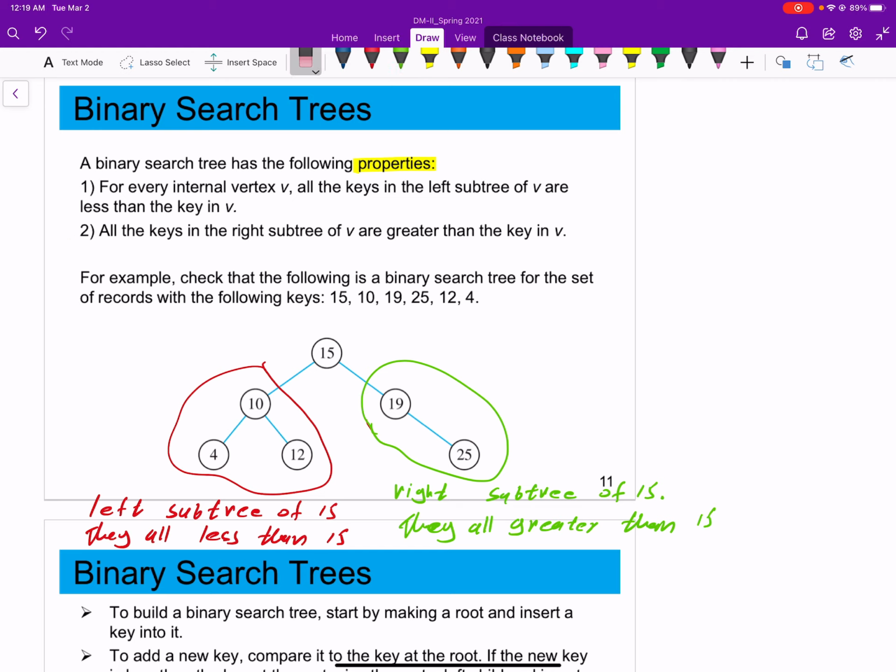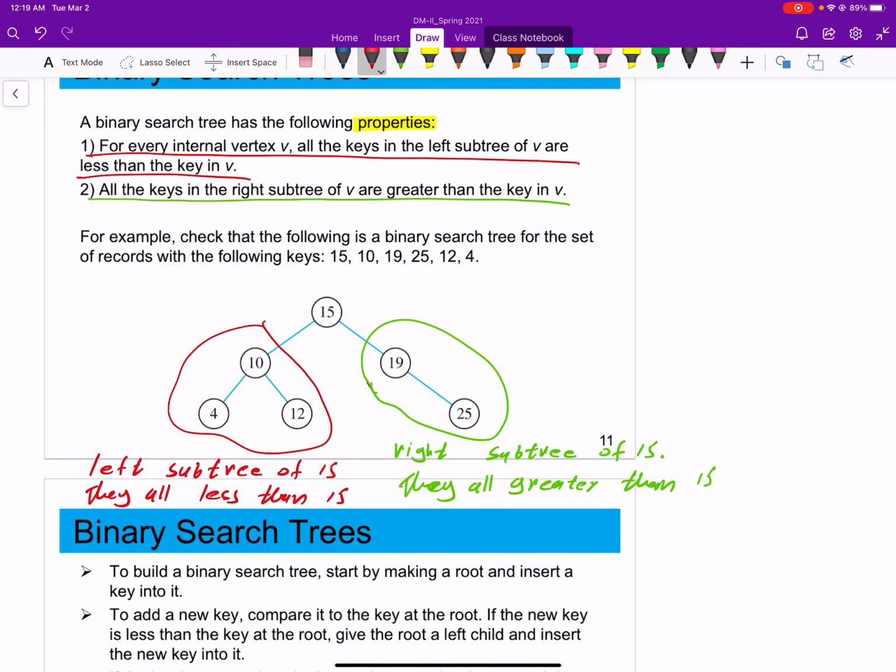Let me mark them in colors. This is the green case. That is the red case. All right, for example, check the following: is this a binary search tree for the set of records with the following keys: 15, 10, 19, 25, 12, 4? You have to check whether it's a binary search tree.